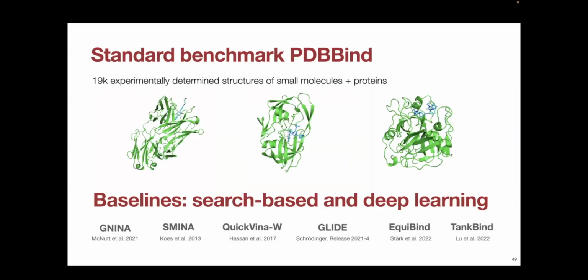Okay, so let's see some results and some summaries. So first of all, what do we train this on? We use PDBBind, which is a standard benchmark. It contains about 19,000 structures from PDB. They are curated to be of higher quality and obviously containing ligands.